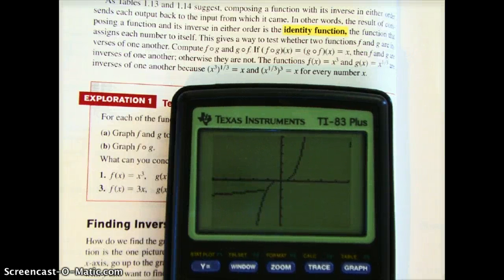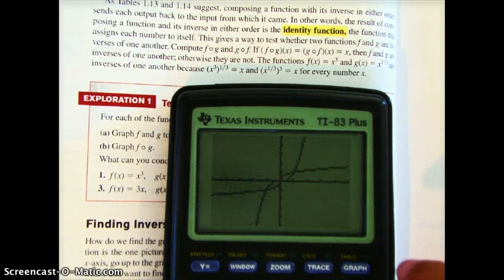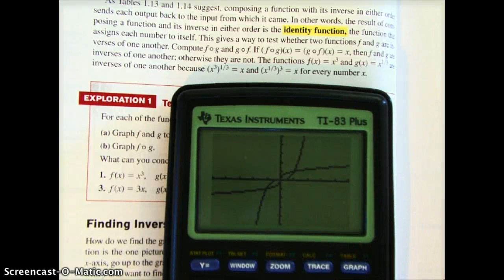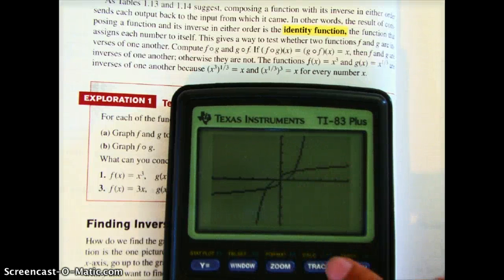Now, my window is already zoomed in. I'm looking at the window -5 to +5, and that's both for my domain and range. So if you need to adjust it, this is what yours should look like. I've got two graphs on here. Once they're both there, it can be a little confusing to figure out what they look like. Is it a curve like this, or does it wiggle? So the trace button can be helpful to you.